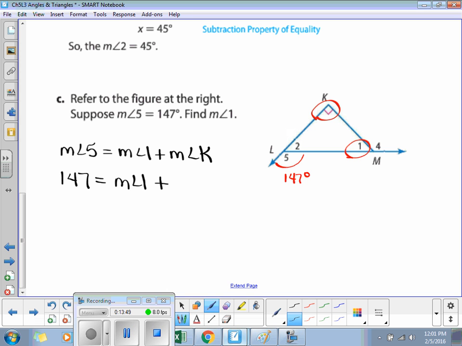What does that square mean? 90 degrees. 90 degrees. And now, can I solve for the measure of angle 1? Using our inverse operations, we will just subtract. So the measure of angle 1 is equal to 57 degrees.